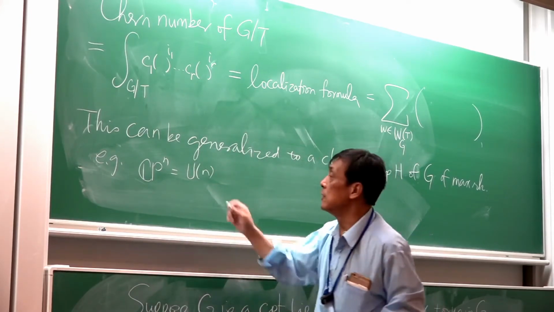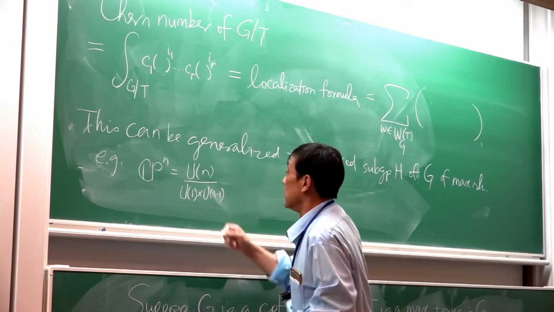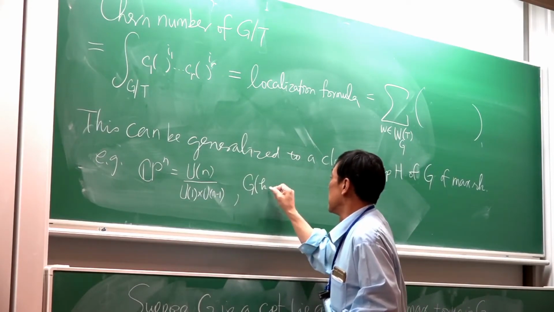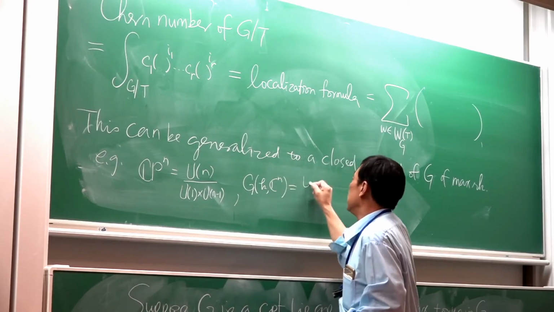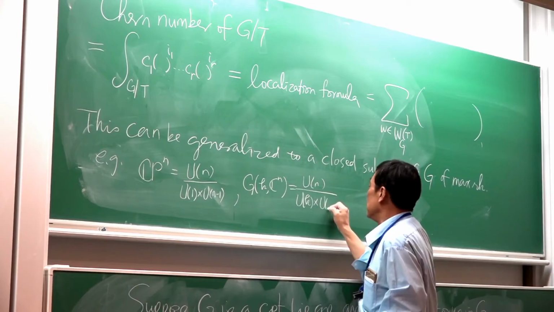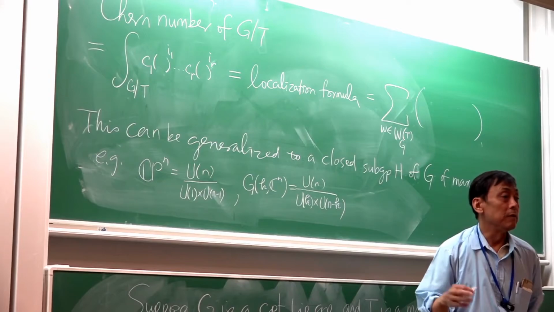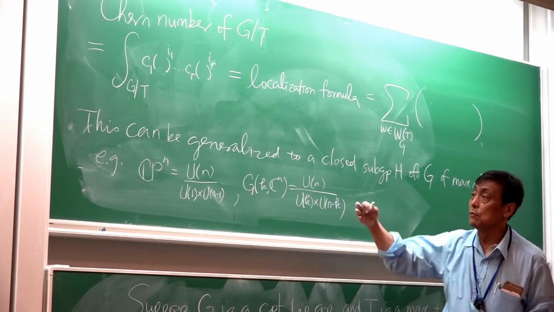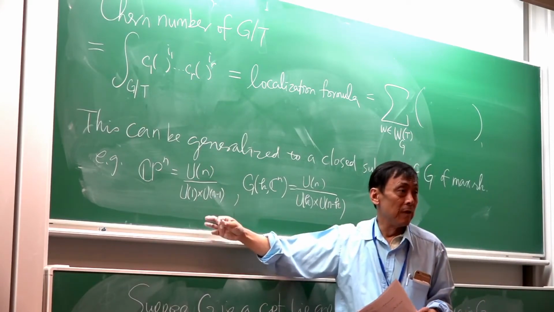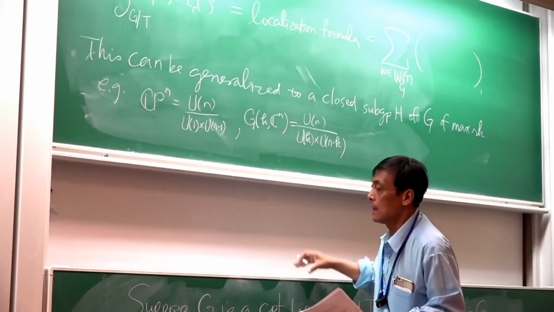The projective space is U(n) over U(1) times U(n-1). Or you can get the Grassmannian, which is U(n) over U(k) times U(n-k). And so you can use the localization formula to calculate the Chern numbers of the projective space or the Grassmannian.